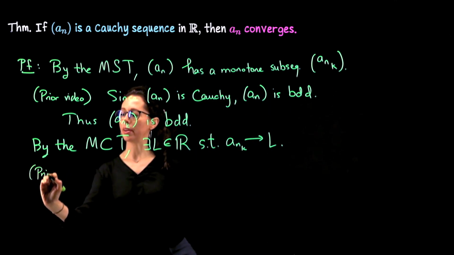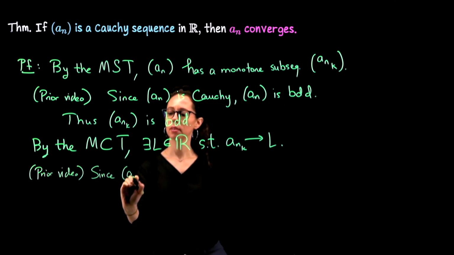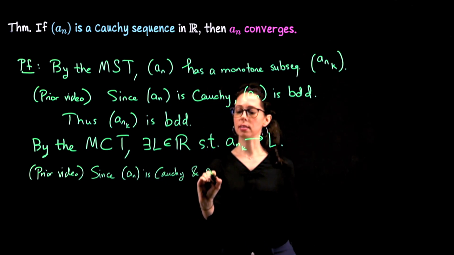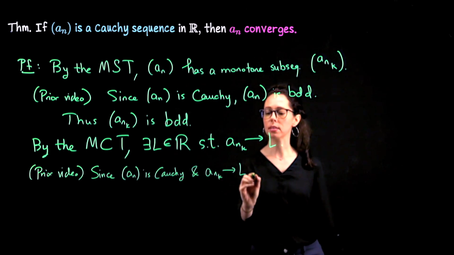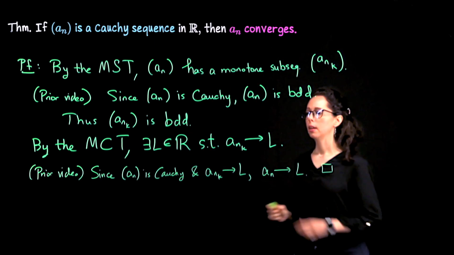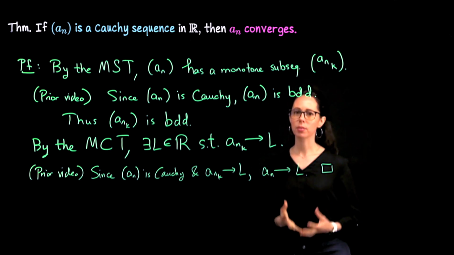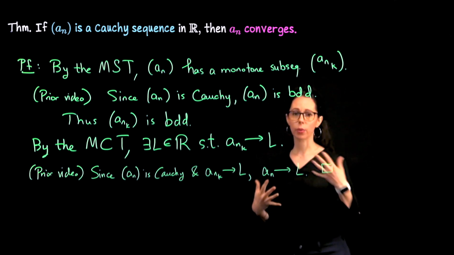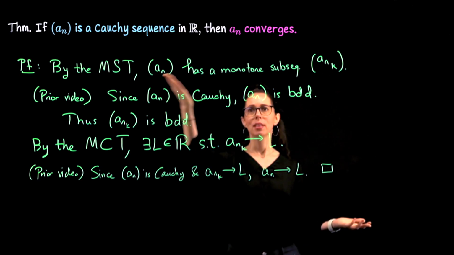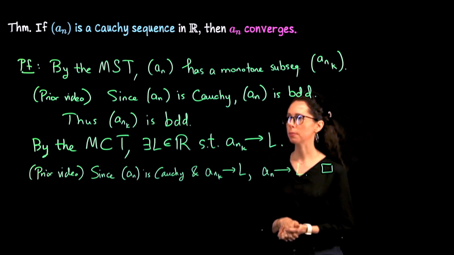So by the prior video, since a_n is Cauchy and it has a subsequence converging to some limit, the entire sequence converges to the same limit. All right. So let's just read back through this together. By the monotone subsequence theorem, any sequence of real numbers has a monotone subsequence. This is a sequence of real numbers, so it has a monotone subsequence. Nothing about being Cauchy there, it's just about being a sequence of real numbers.